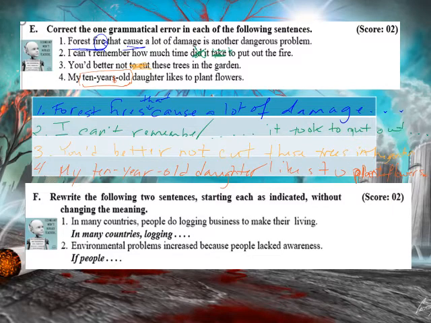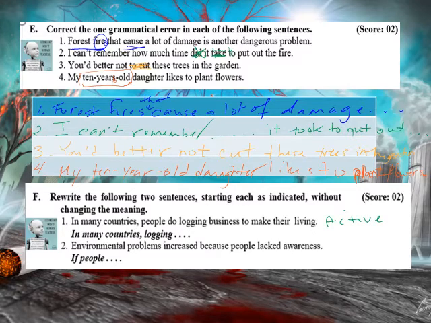Rewrite the following sentences starting each as indicated. The first one, you should look at it and recognize that it's in a certain voice and it has to be changed into the other voice. So what voice is it in? The first one: In many countries people do logging. Active. So this is active here.